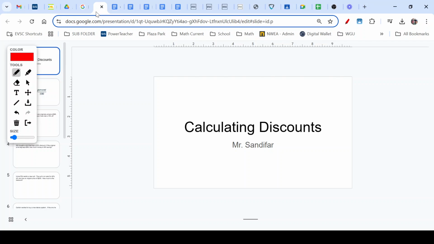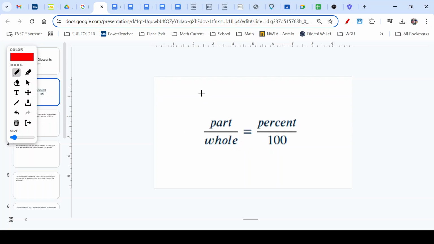Today we're going to talk about how to calculate discounts, starting with our percent proportion. Part over whole equals percent over 100. What we need to remember in this case is that the part represents the discount amount.